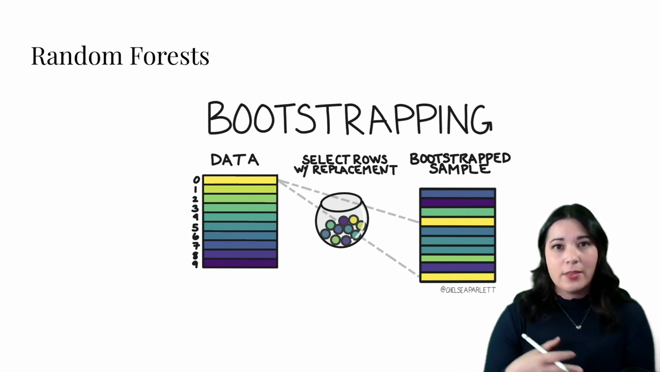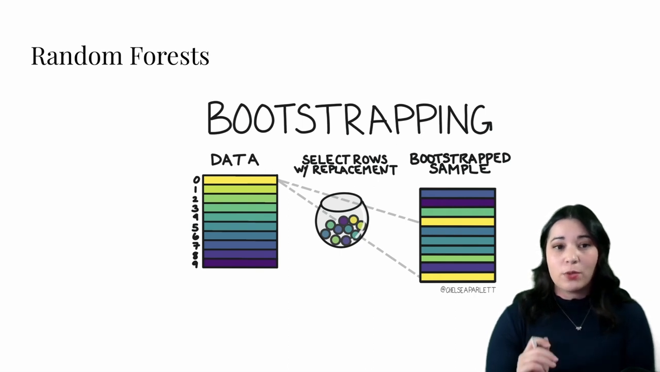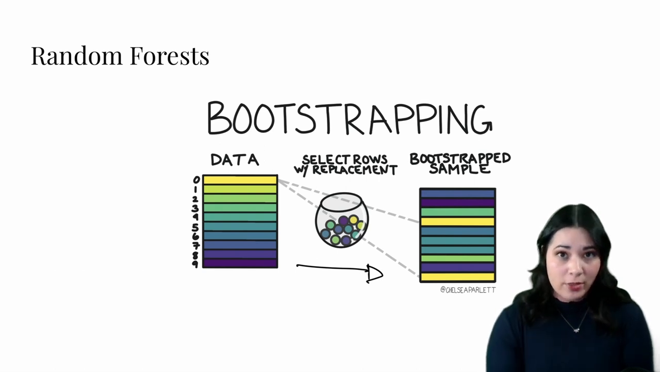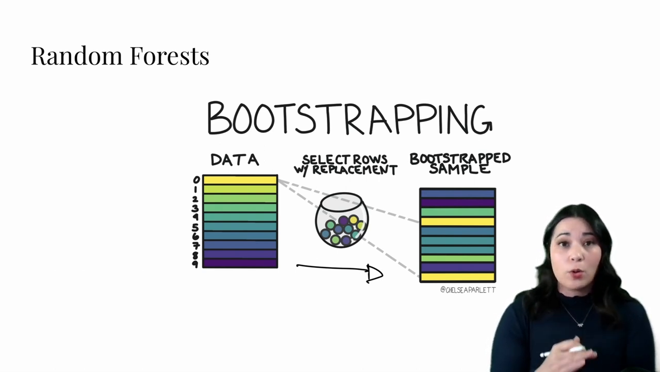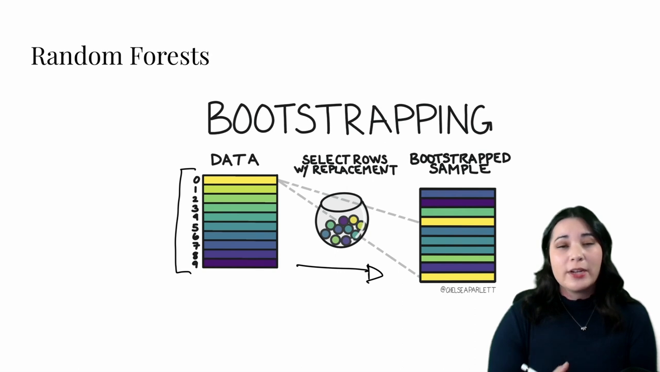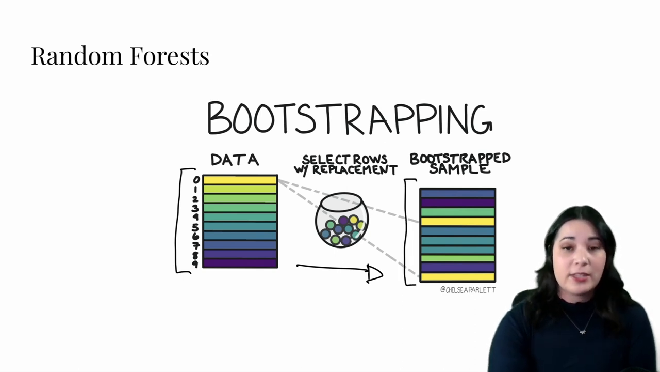In random forests, we use bootstrapping to create a different random sample of rows for each tree to be fit on. This means that each tree is going to see a slightly different combination of rows. Because we're sampling with replacement, it means that in each sample for each of our trees, some rows might show up more than once, while other rows won't show up at all. Essentially, what we're doing is we're treating our original sample like a population, and we're randomly sampling from it with replacement to create a new sample of the same set.